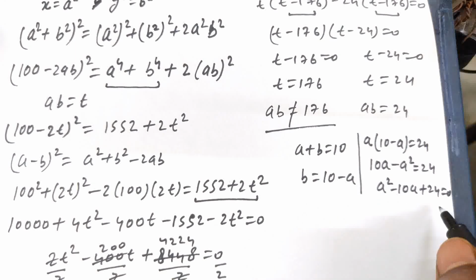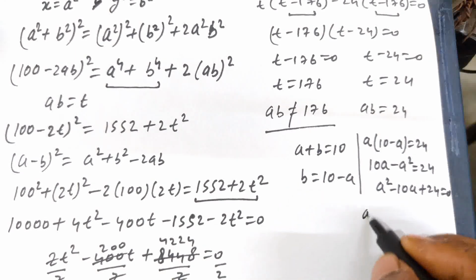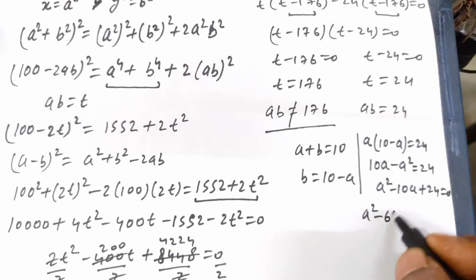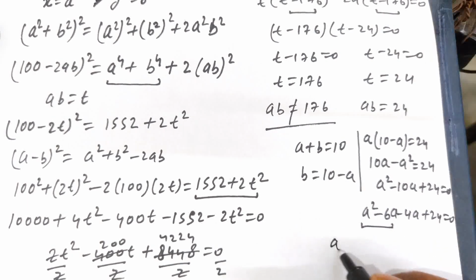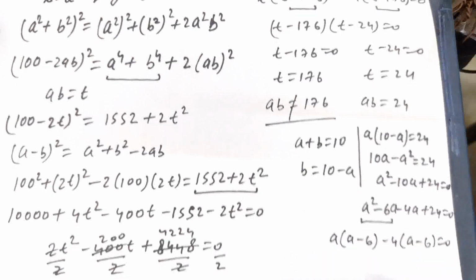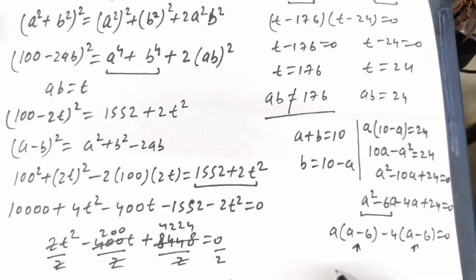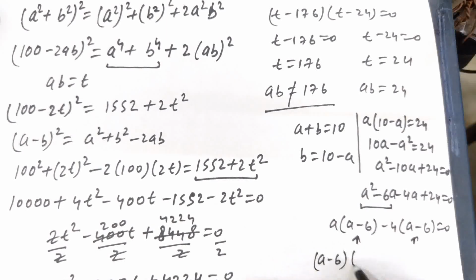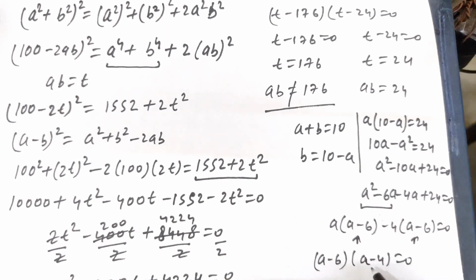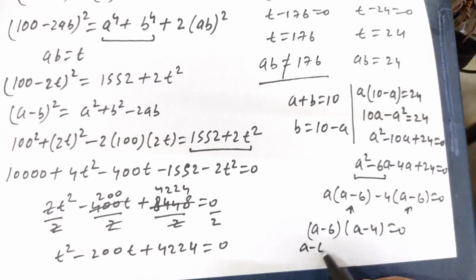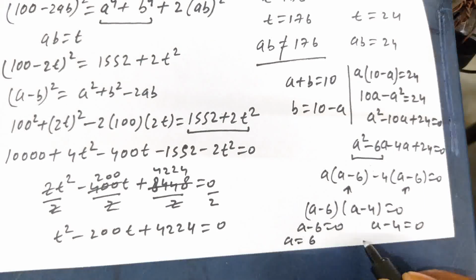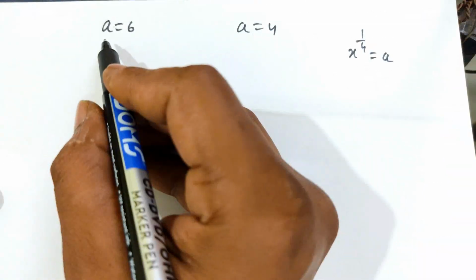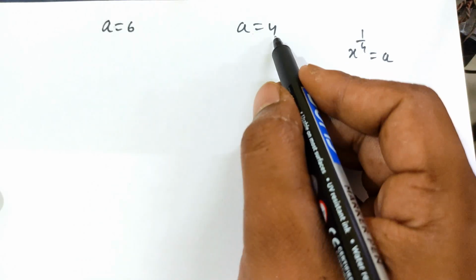Students, first we will find the value of a by using middle term split. a² minus 10a, that is 6a minus 4a plus 24, and this is equal to 0. Here if we take a common, then a minus 6, and if we take minus 4 common, then a minus 6, and this is equal to 0. Here if we take a minus 6 common, a minus 6 is multiplied by a minus 4, equal to 0. So either a minus 6 equals 0, or a minus 4 equals 0. So a is equal to 6, and the second value of a is 4.